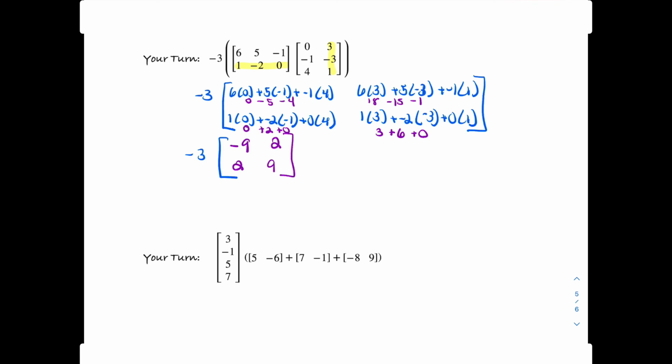Now I'm going to distribute the scalar to each entry in our matrix by multiplying each entry by -3 to get 27, -6, -6, and -27 as my final answer. Okay, let's try one more.